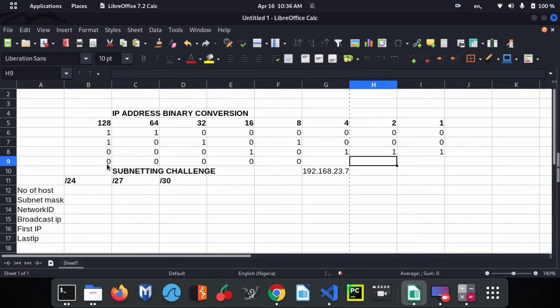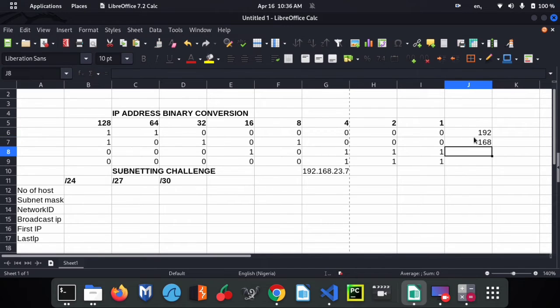so we have a 1, a 1, and a 1 here. So this is 4 plus 2, 6 plus 1, 7. So this is the binary conversion of this IP address, 192.168. Sorry, it's supposed to be the next line.